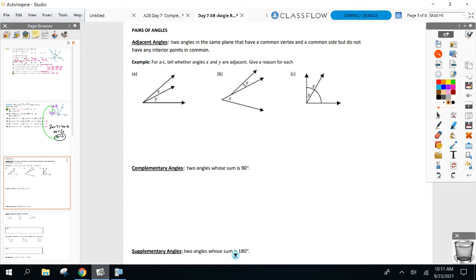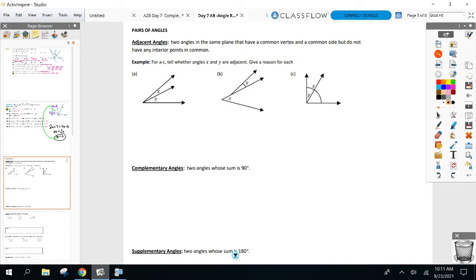Well, ready? Do they share a vertex? X and Y. Angle X and Y. Do they share a vertex? Yep. Perfect. Do they share a side? Yes. Okay. Here's what it means to have no interior points in common. Everyone right now, put a point inside angle X for me. Put a point anywhere inside angle X. Is that point also in Y?